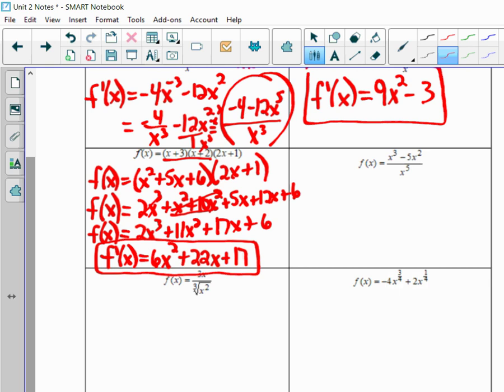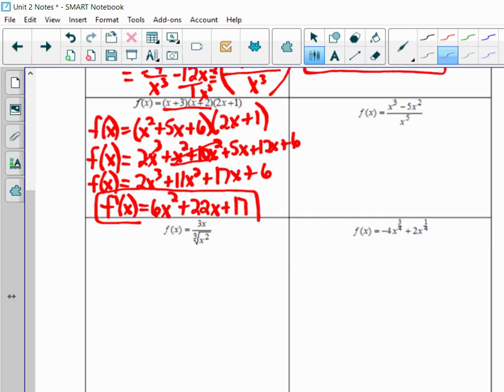I want to jump around a little bit and do this one, which is going to be kind of like the first one. I want to do this one with a fraction: 3x over the cube root of x squared. First of all, think about what that's saying. The cube root of x squared is x to the 2/3 because the root is the fraction.